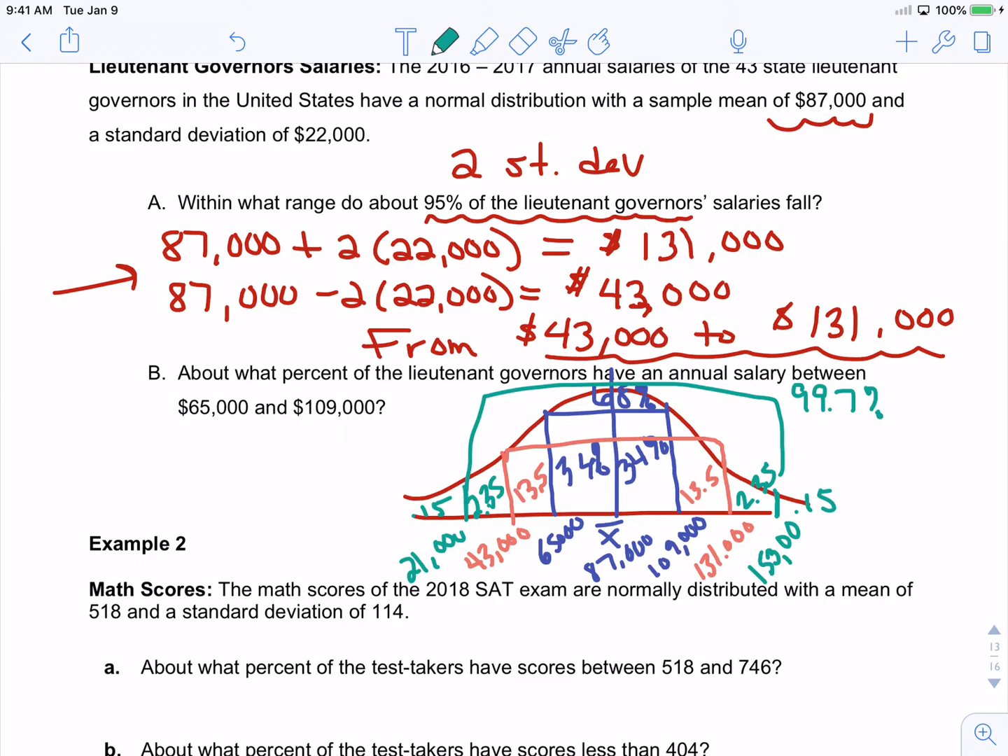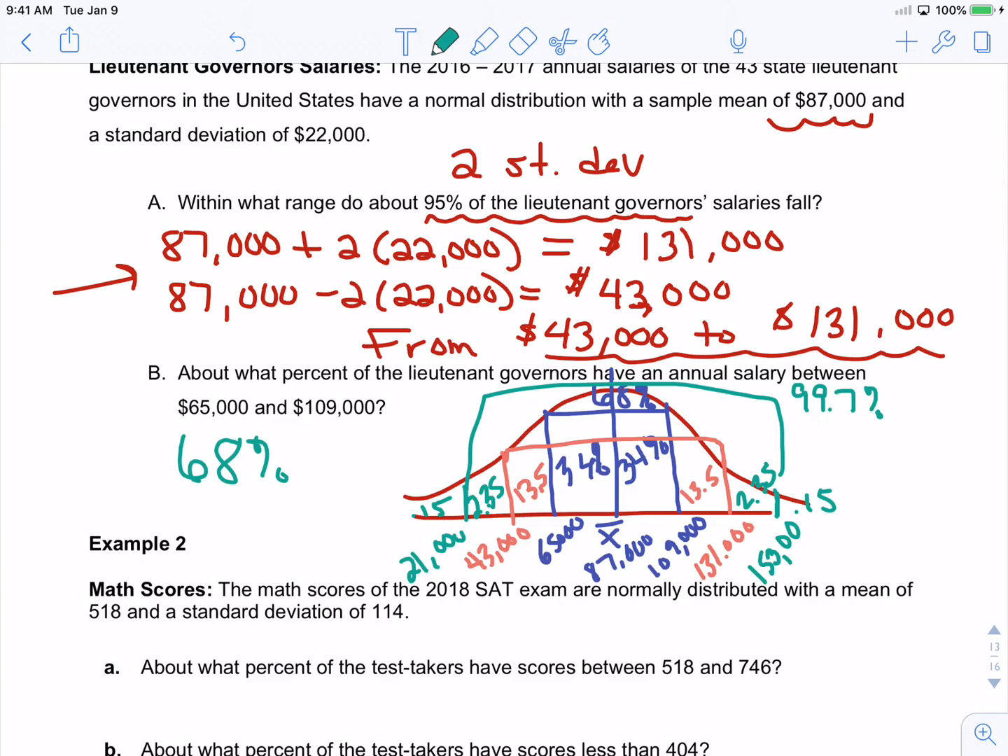So if I finally want to answer the question after all of that, I can see that it matches with the information that I got from A. 2 standard deviations moving left and right makes 2 standard deviations. 95% of the data lies between 43,000 and 131,000. My next question says about what percent of lieutenant governors have an annual salary between 65 and 109. Well, if I look at my numbers of 65 and 109 and add those two percentages together, I get the 68%. So 68% of the data lies within those two values.